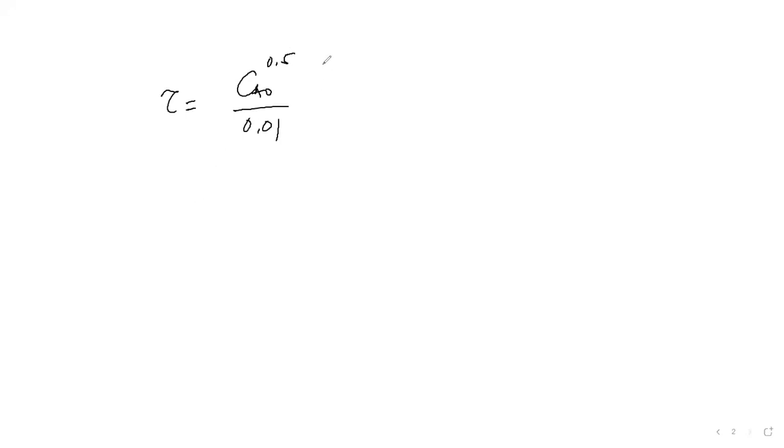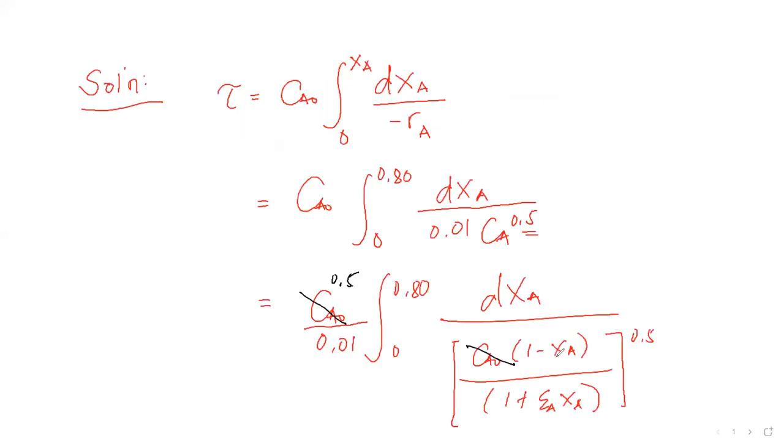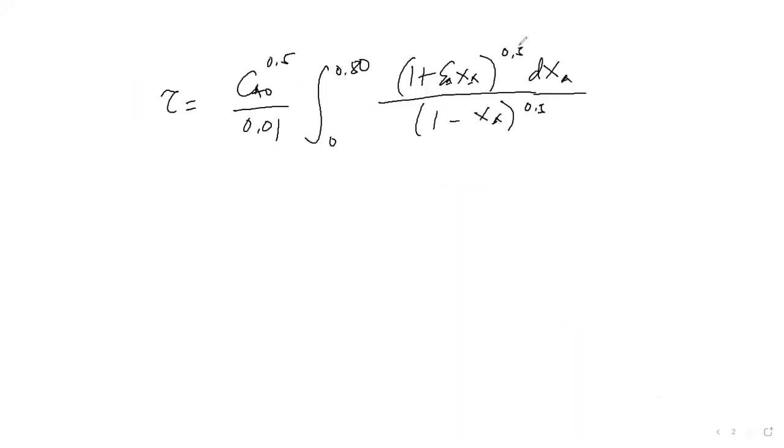And then this would be the integral from 0 to 0.8. And as I was saying, you will have here (1 plus epsilon A xa) raised to 0.5 dxa. And you have here (1 minus xa) raised to 0.5. This came from this expression that we have here. This one goes up, this one remains here, and this one cancels with the 0.5 in here, having CAO raised to 0.5 left on the original CAO. So this is our expression now.